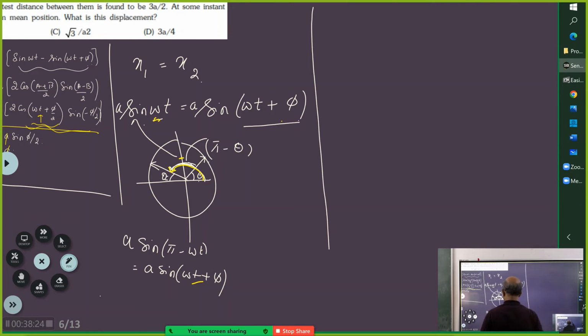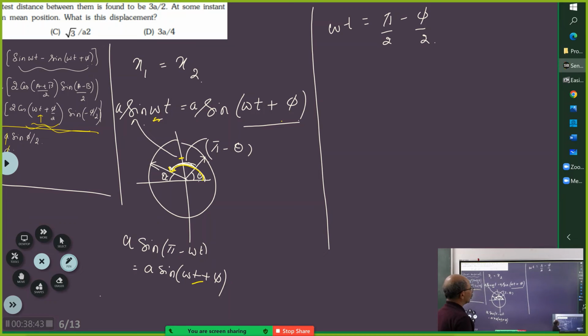Please do that now. So you get here what? Omega t is equal to pi minus 5, pi minus 5 whole by 2. Whole by 2. That is pi by 2, pi by 2. Correct? So omega t is equal to this, is equal to this.